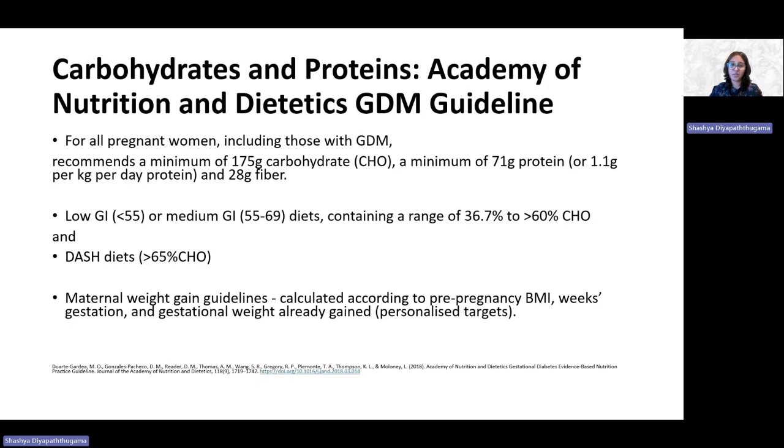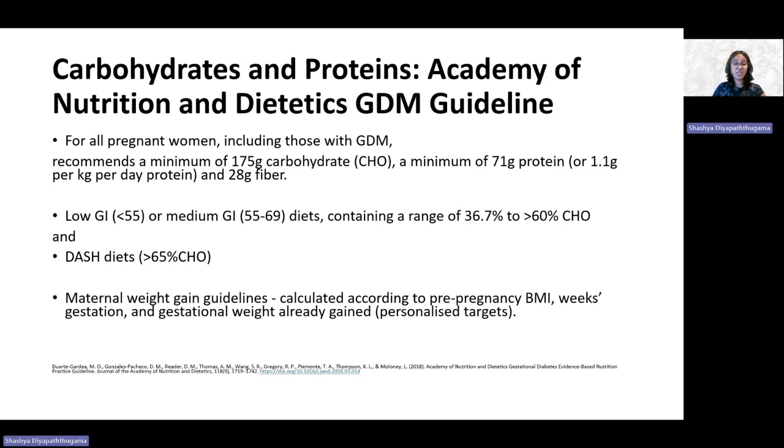175 grams of carbohydrates. And also they have a recommendation for proteins, that is 71 grams of protein or 1.1 grams per kilogram of body weight per day. And they recommend 28 grams of fiber per day. And that is about the quantity of carbohydrates. And when it comes to types of carbohydrates, they recommend having low GI, low glycemic index, or medium GI diets. And also they recommend DASH diets.